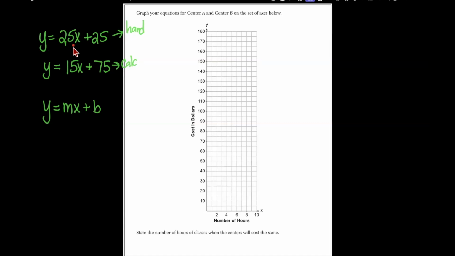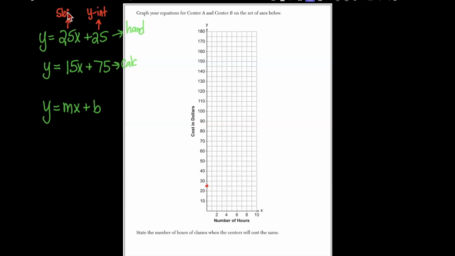It's 25x plus 25, right? I've got my x-axis here, I've got my y-axis. So 25 is my y-intercept, okay? That means I'm going to start off on the y-axis at a value of 25, which is right here in between 20 and 30. Now, next I'm going to use my slope.